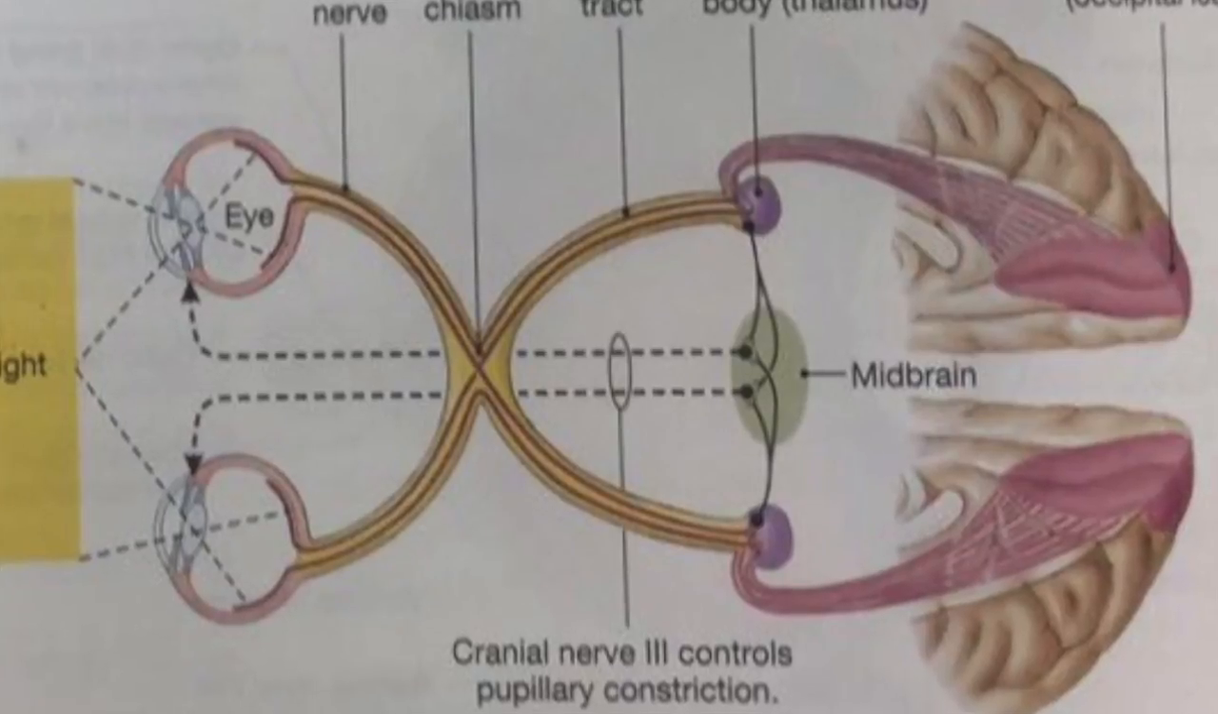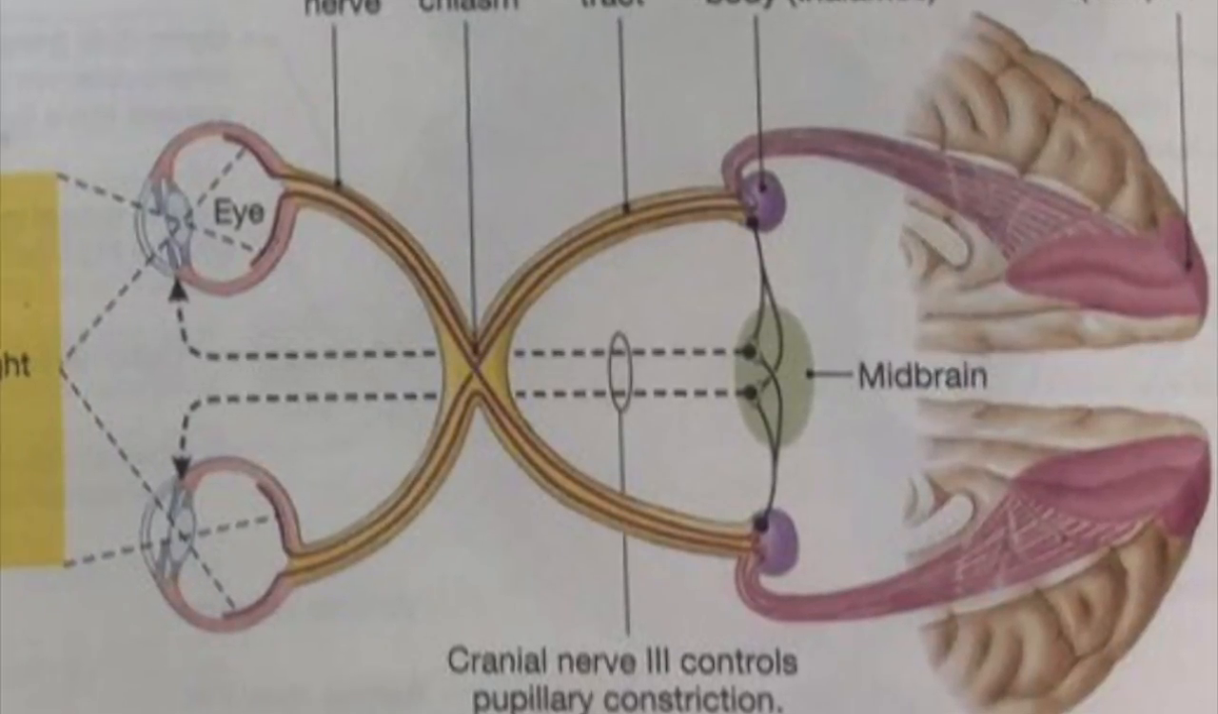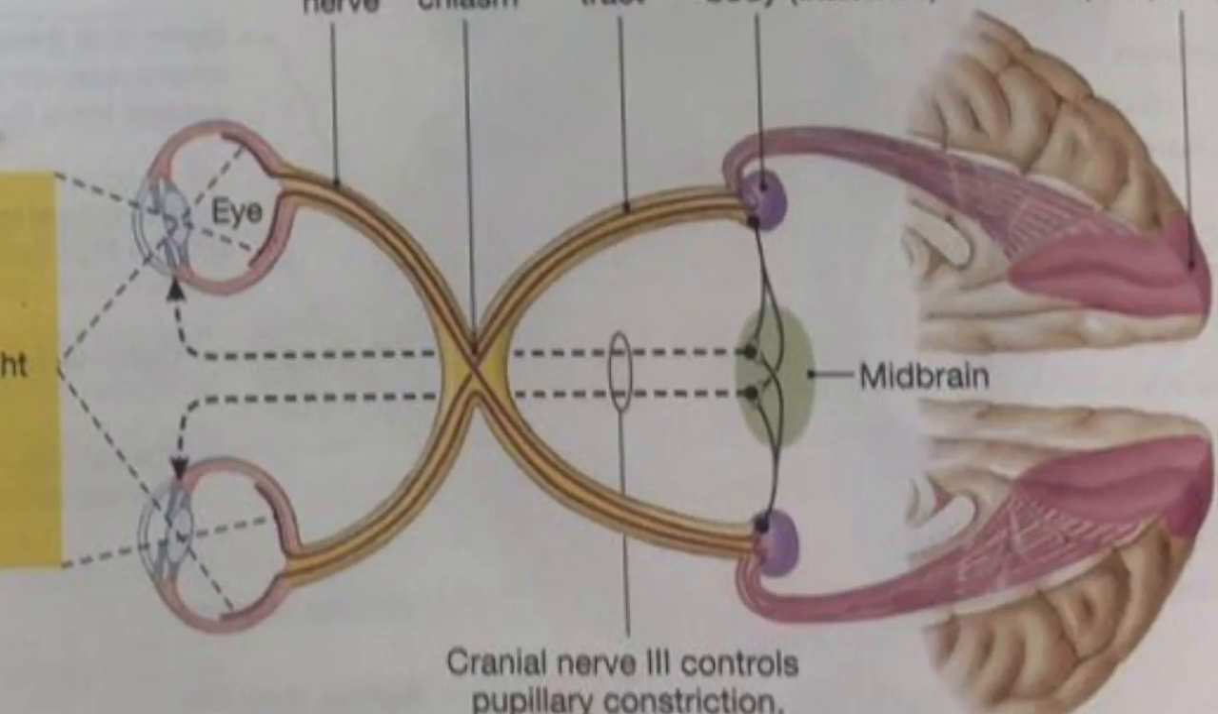Collateral pathways go from the thalamus to the midbrain, where they synapse with efferent neurons of cranial nerve 3 that control the diameter of the pupils.